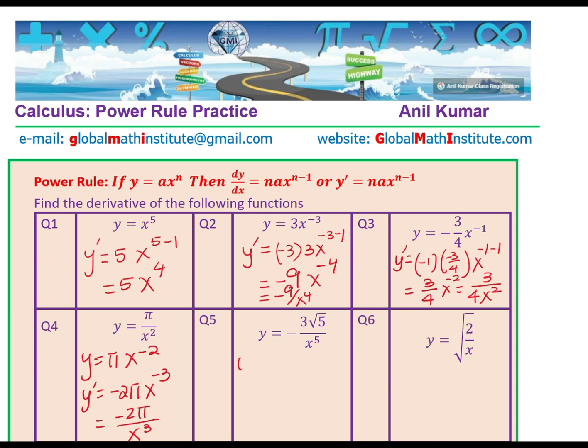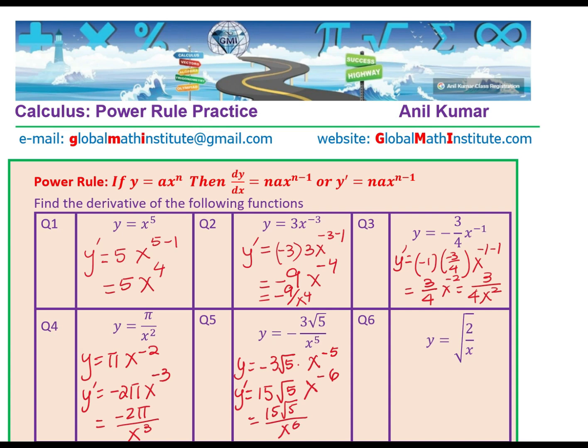Now we have y equals minus 3 square root 5 over x to the power of 5, which in the denominator will be x to the power of minus 5. So the derivative is what? Minus and minus, when you multiply, becomes plus, and 5 times 3 becomes 15. So I could write 15 square root 5 x to the power of minus 5 minus 1, which is minus 6, or 15 square root 5 divided by x to the power of 6. Makes sense, right?